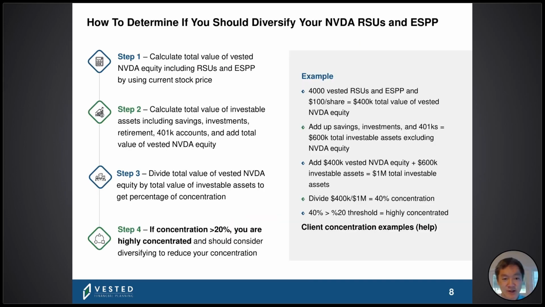So how do you determine if you should diversify? I'm going to walk you through 4 simple steps, and then we'll do a quick example. Step 1 is just calculate the total value of your vested NVIDIA equity. That's your RSUs, that's ESPP, any other stock you may have. Use the current stock price. Step 2 is calculate the total value of investable assets outside of your NVIDIA equity. So savings, investment accounts, retirement accounts, 401k, add that all up, add it to your vested equity value. Step 3 is you just divide the total of your vested NVIDIA equity by the total value of your investable assets.